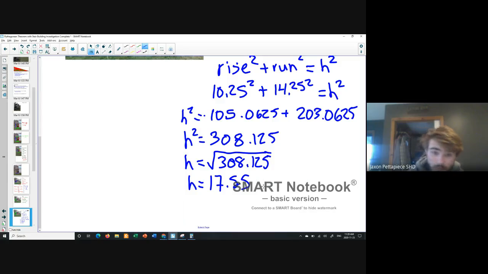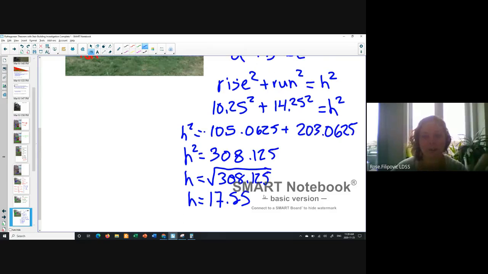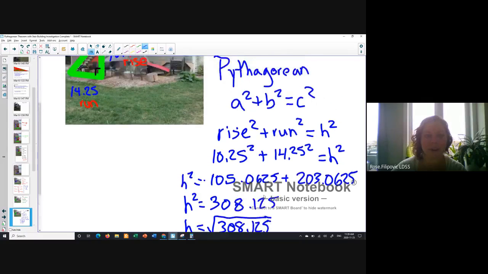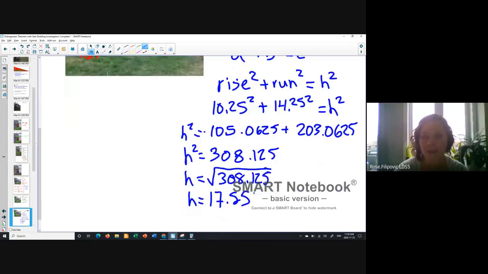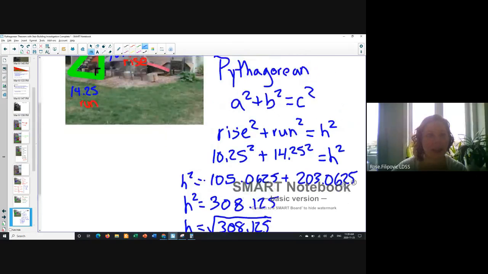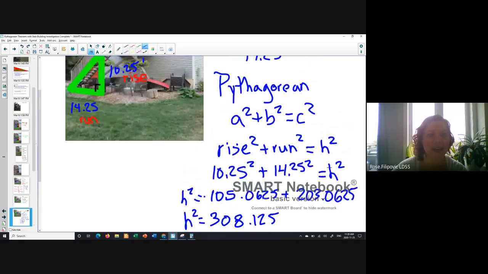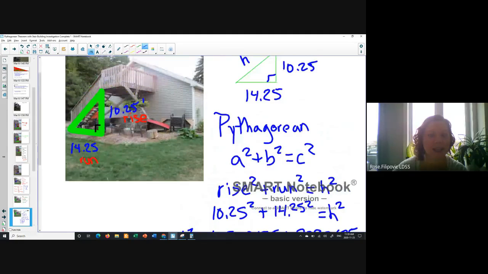Okay, so we got this number, 17.55 something or other. This is feet. And so that just means that that's the size of the board that I need to buy. So I told my dad, buy an 18-foot board.